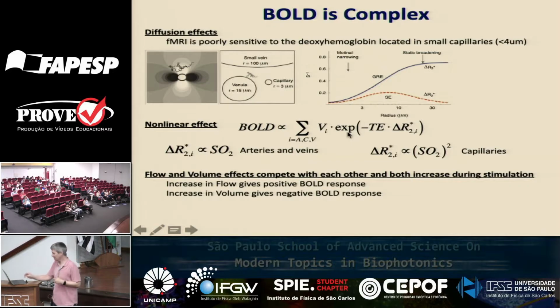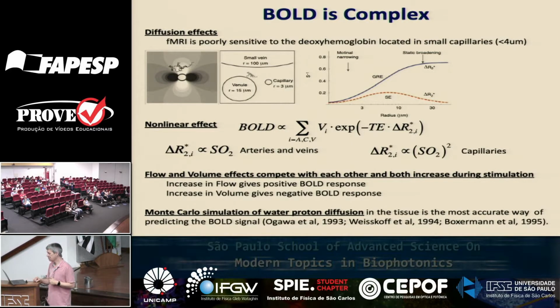So it's very complex understanding this. People have studied this since the advent of BOLD fMRI for measuring brain activity in the 90s, but they were using simple Monte Carlo simulations of water molecules diffusing around simple cylindrical models of the microvascular network, right? So it's a very big oversimplification.